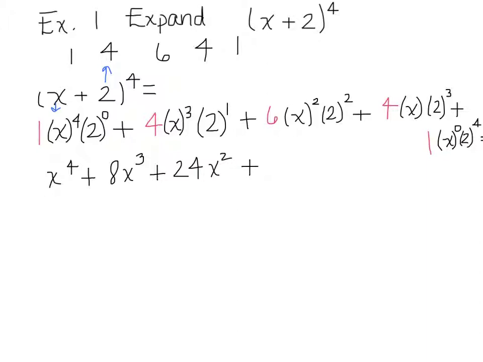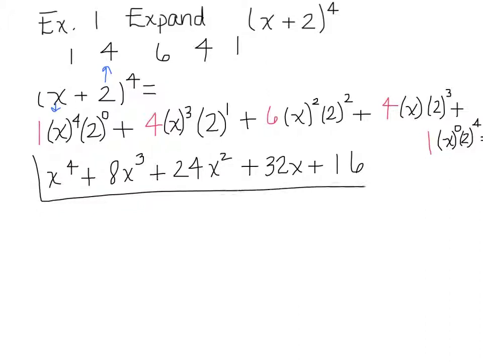8 times 4 is 32 x. And then 2 to the 4th is 16, 16 times 1 is 16. And x to the 0 is 1. And there's your expanded binomial. And the more you do these, the faster you'll get with expanding. And that's it.